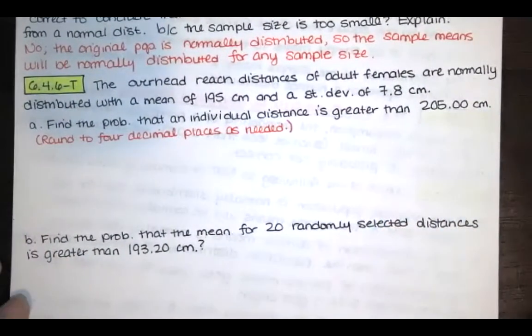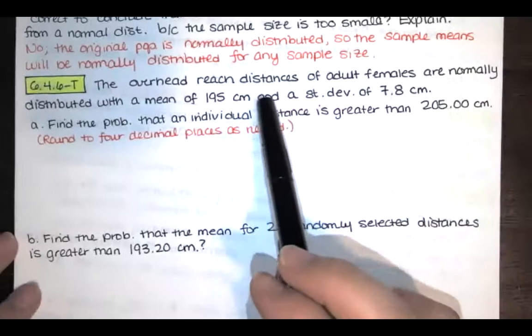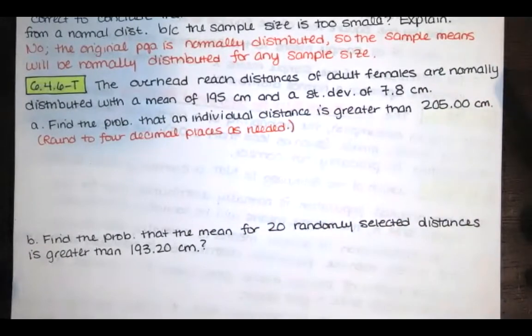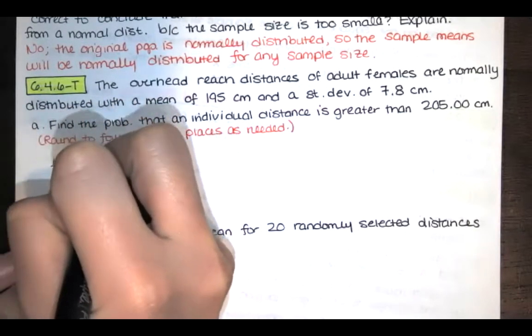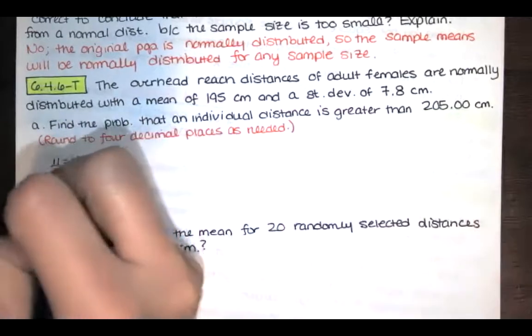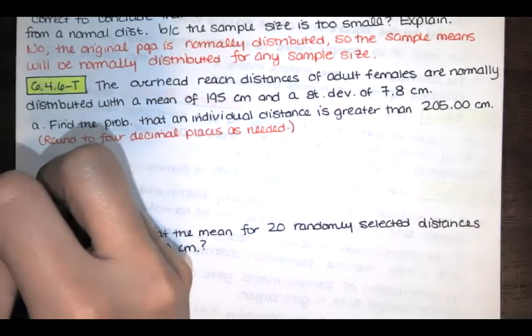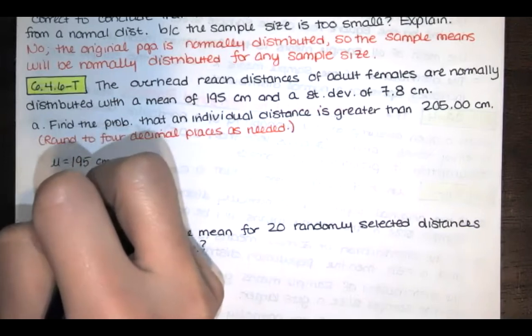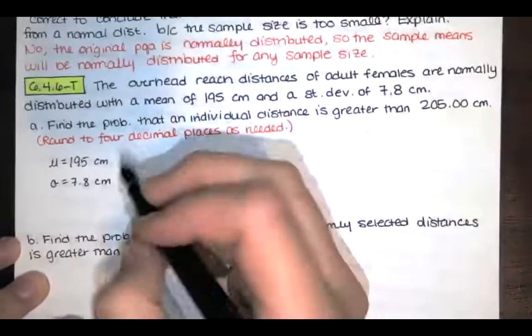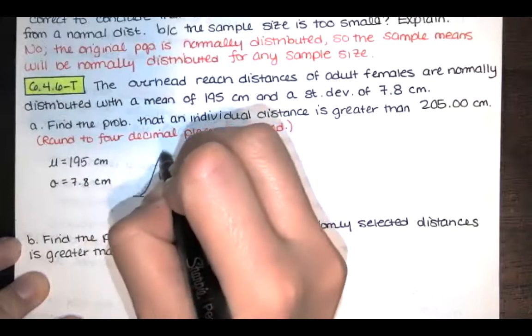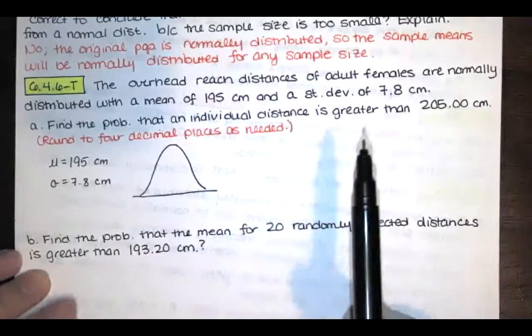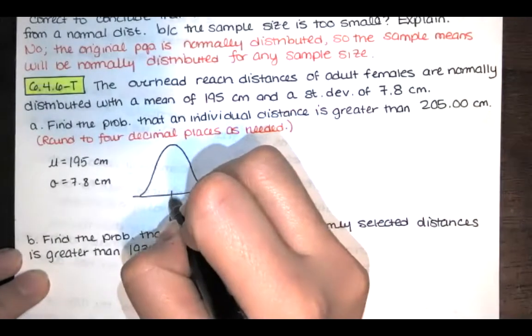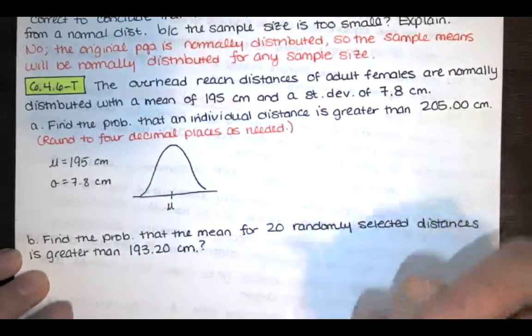And they told us that the overhead reach distances of adult females are normally distributed with a mean of 195 centimeters and a standard deviation of 7.8 centimeters. So if I sketch a normal distribution for those overhead reach distances of adult females, in the middle we would have the mean of 195 centimeters.